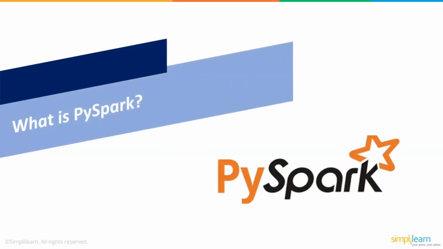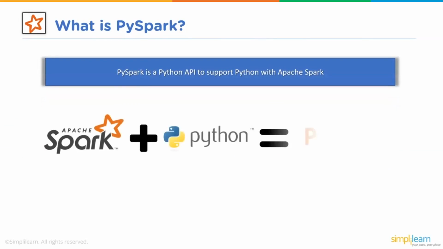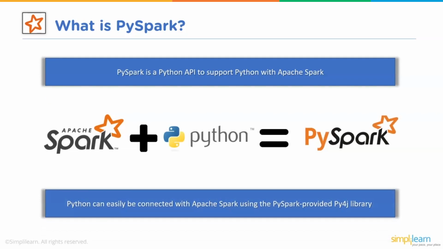So now that we understand Apache Spark, it will be easier for us to understand PySpark. So let's dive into it. PySpark is a Python API to support Python with Apache Spark. Python can easily be connected with Apache Spark using the PySpark-provided Py4J library. When it comes to analyzing or working with large datasets, PySpark is essential.